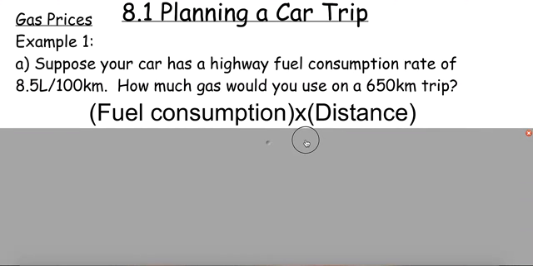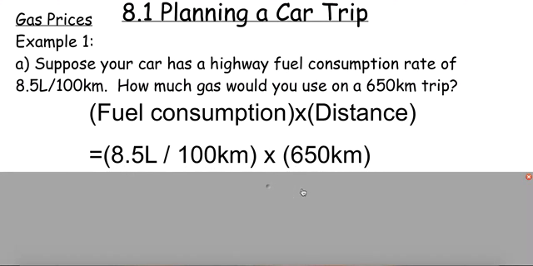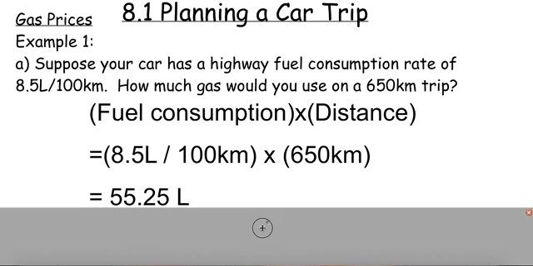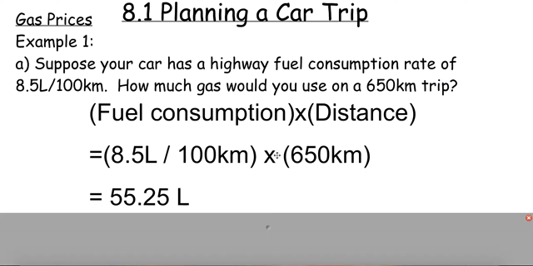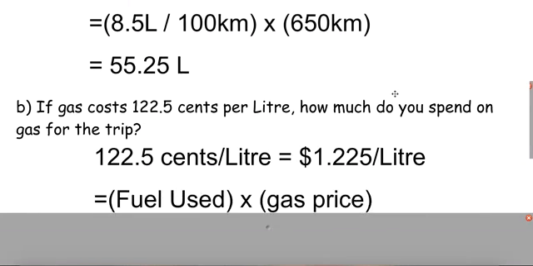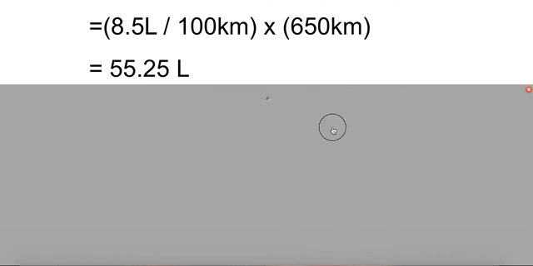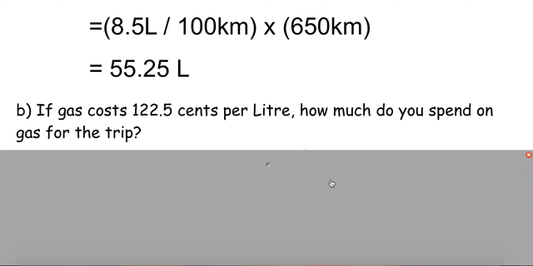Now, the first thing we're going to have to look at is fuel consumption times distance. Okay, because when we multiply all these out, it's just going to end up using liters as our unit. So we can do 8.5 divided by 100 times 650. We end up with 55.25 liters.